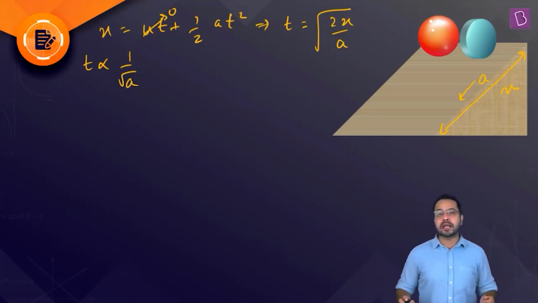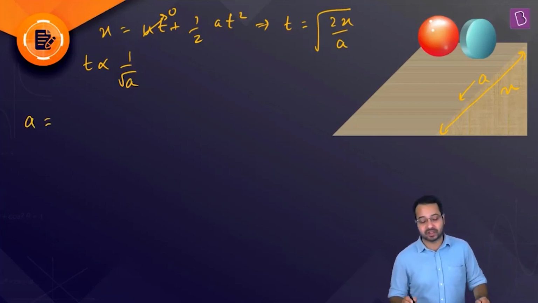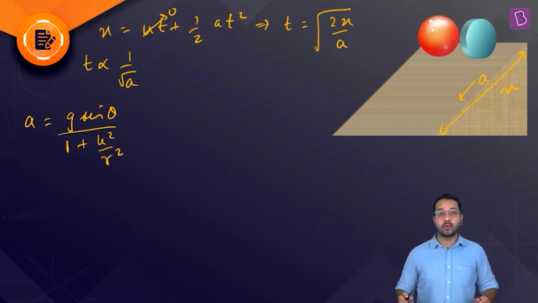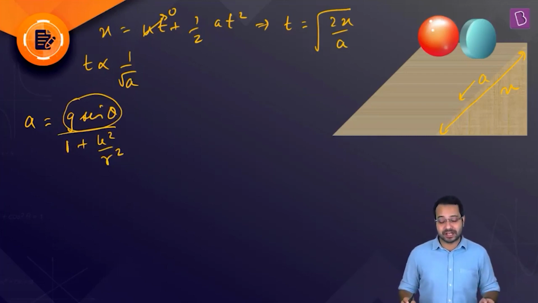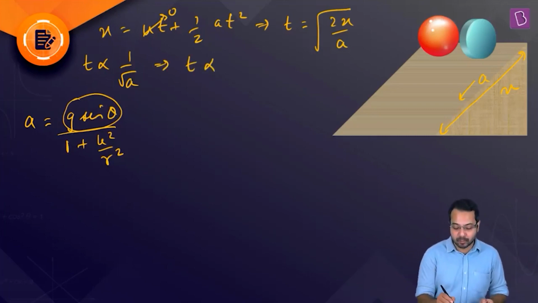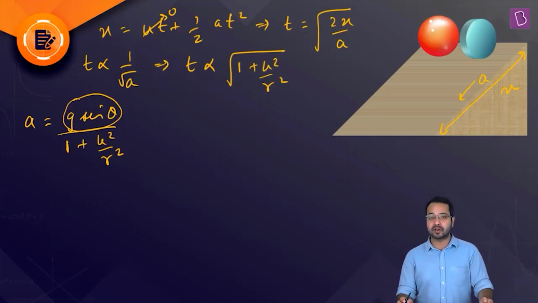Now for an object which is rolling along the inclined plane, we have a standard result for acceleration. That is g sine theta divided by 1 plus k square upon r square, where k is the radius of gyration. Now g sine theta is a constant. So acceleration is inversely proportional to 1 plus k square upon r square. So can I say that time taken will be directly proportional to the under root of 1 plus k square upon r square? Alright, that is the relationship.